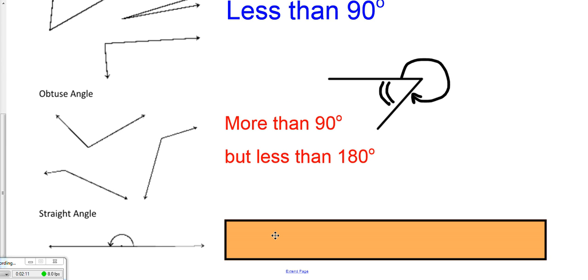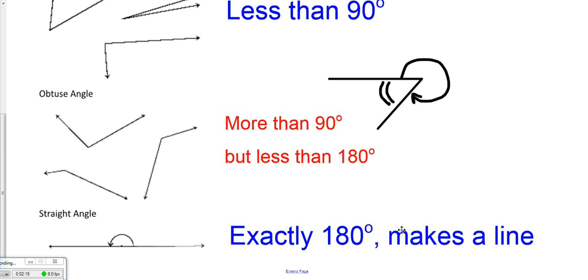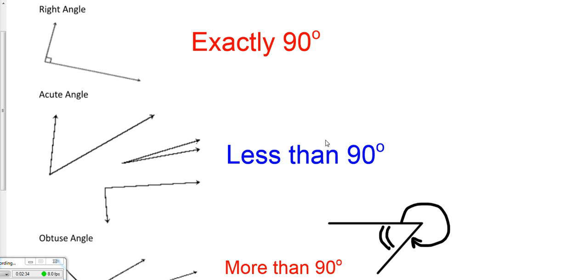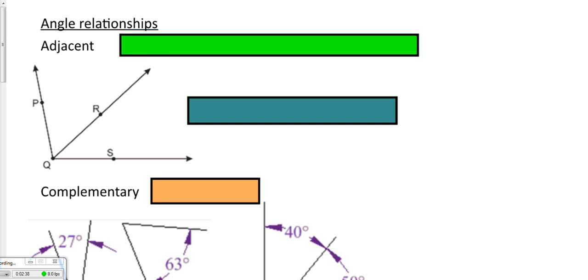The last one we're going to look at is a straight angle. That word there, straight, just means it's exactly 180 degrees. It makes a straight line. Again, if you're walking in one direction, you turn 180 degrees, you're going the exact opposite direction. You've made a straight line, just going in one direction, then going in the other. So based on all these measurements, that's what each of our angles mean.